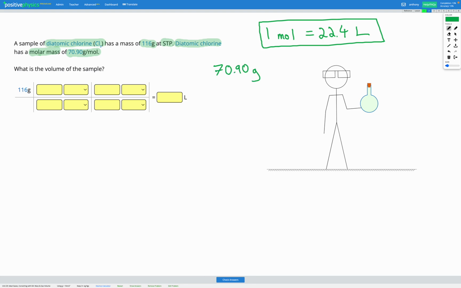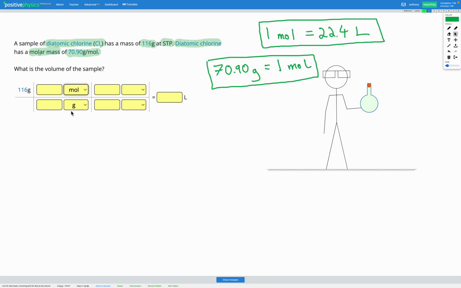70.90 grams of Cl2 is equal to 1 mole of Cl2. So that's going to be one of our conversion factors, along with the 1 mole equals 22.4 litres of gas at STP. Okay, so going to our dimensional analysis table, this time we're starting in grams. We're trying to get volume in litres. So our first step is going to be going from grams to moles, then we're going to be going from moles to litres. So we're going to want grams on the bottom and moles on the top, so that the grams cancel out and we're left with moles.